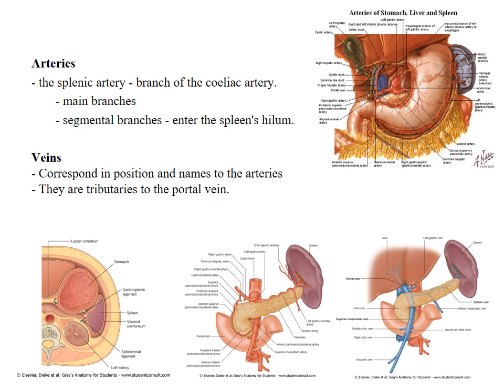Which then divide into segmental branches. Splenic vein, corresponding in position and name with the artery, and it is a tributary of the portal vein.